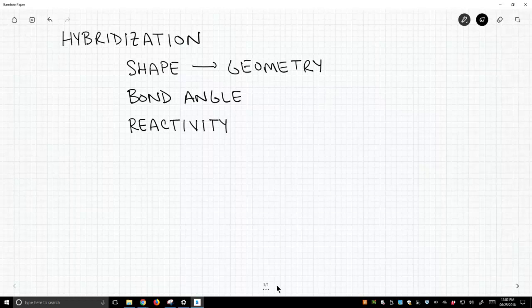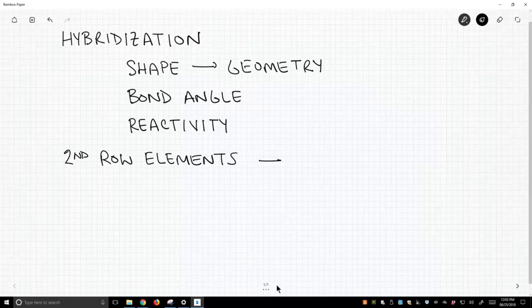So hybridization is an idea that's best applied to second row elements. Now, there are a lot of second row elements, but the most common second row elements that we're going to encounter include carbon and nitrogen and oxygen. And we will encounter other elements in this class, but by far the most common elements in organic molecules are carbon, nitrogen, and oxygen.